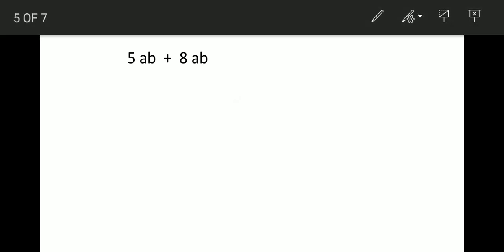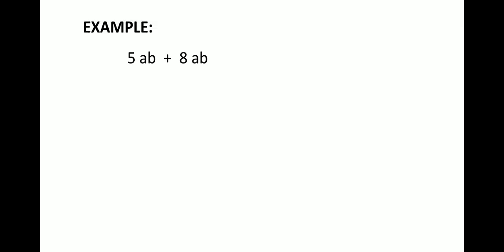So let's have a look at some examples. 5ab plus 8ab. Over here you can see that both the terms are ab each. That means both of them are like terms. So we can simplify them and the result will be 8 plus 5. First we add the numbers. The number 8 and the number 5 are added and the result is 13. And again we write down the types, that is, we write down the variable ab. So the result is 13ab.